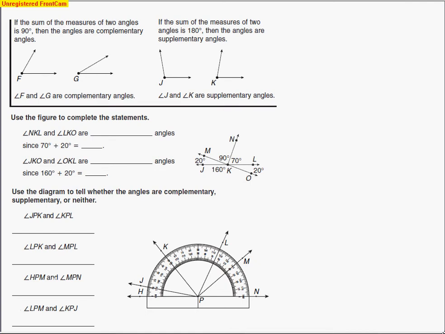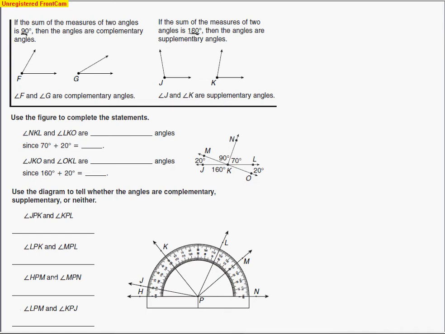The second half of today's lesson deals with complementary and supplementary angles. Complementary angles are listed first here: if the sum of the measures of two angles is 90 degrees, then the angles are complementary. And supplementary angles are two angles whose measures sum to 180 degrees. Notice that 90 degrees is smaller than 180.